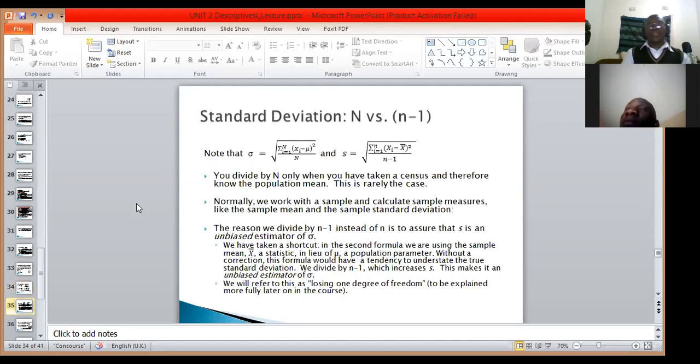Our next demonstration shows what happens when you're dealing with a population. We use a capital letter N, and we don't subtract by 1. The reason is that when you are dealing with a population, there's no sampling error. You have picked everything. But when you are dealing with a sample, you are likely to have some sampling error. That's why we reduce the degrees of freedom.